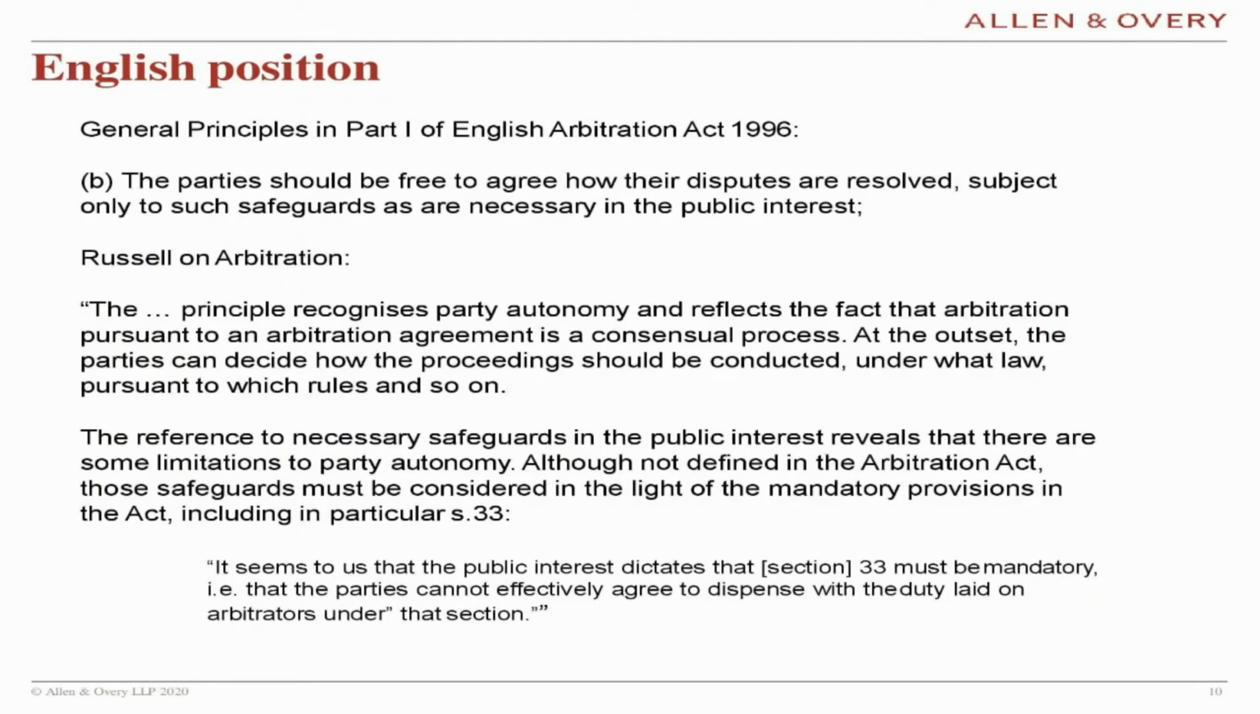So the first thing you see in the general principles in Part 1 of the English Arbitration Act of 1996, and you'll see that the arbitration legislation of England goes back a long way, but in fact hasn't been modified in that long, and actually still does a very good job by way of a frame of reference of what is a good legislation. So what does Principle B say? It says, and I'm reading from the slide, the parties should be free to agree how their disputes are resolved, subject only to such safeguards as are necessary in the public interest. So there you go, there's a limitation to party autonomy.